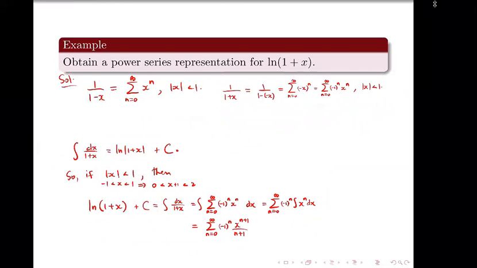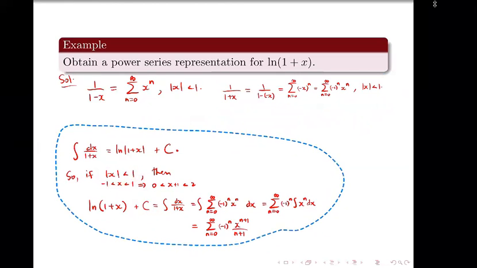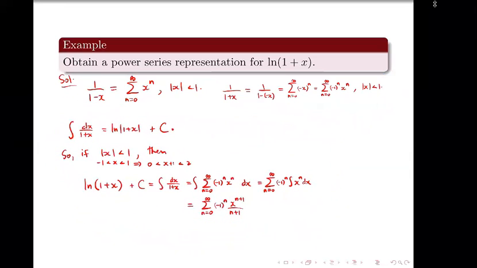So now, look. What we're going to do is to let x equal 0. Before that, let us expand this. When n equals 0, you'll just have x. When n equals 1, you will have minus x squared over 2. When n equals 2, you have plus x cubed over 3, plus etc. Correct?